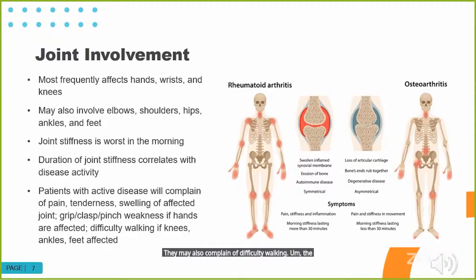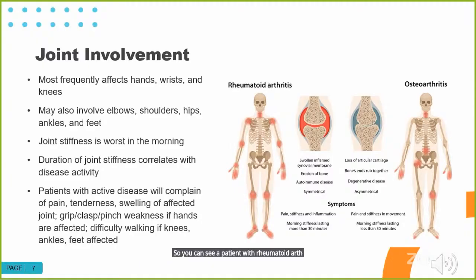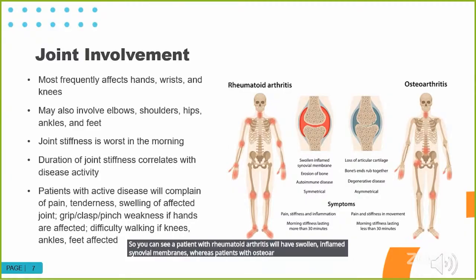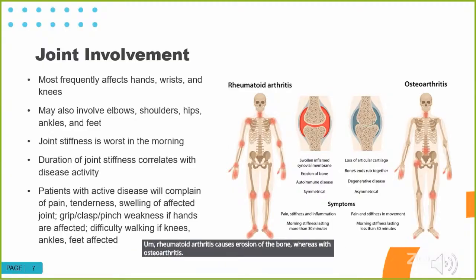The diagram on the right shows the difference between rheumatoid arthritis and osteoarthritis in how it affects the joint capsule, as well as the difference in symptomology between the two disease states. So you can see a patient with rheumatoid arthritis will have swollen and inflamed synovial membranes, whereas patients with osteoarthritis have loss of articular cartilage in the joint. Rheumatoid arthritis causes erosion of the bone, whereas with osteoarthritis, because of the loss in cartilage, patients will have their bones rub against each other, causing them pain.